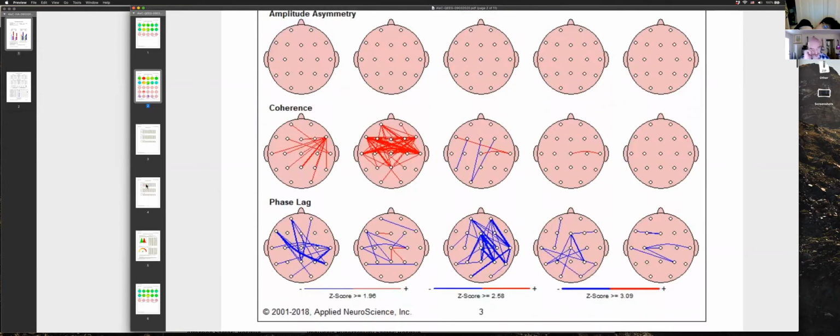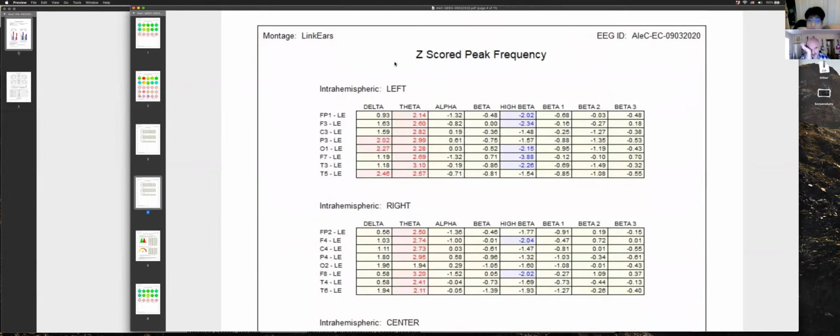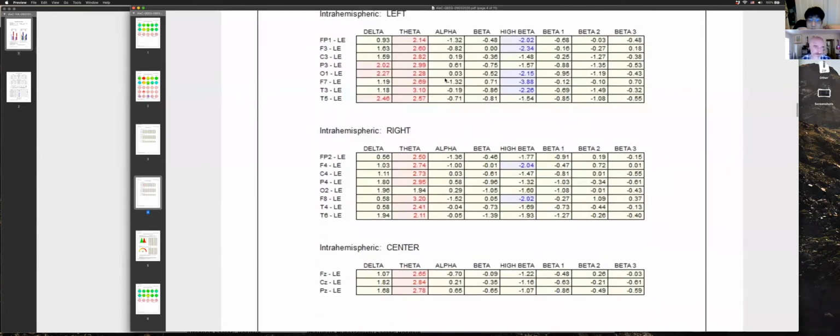So now I'm going to switch to a page which doesn't have any pictures. It's all numbers, as you see. Okay. And this is the average of the average frequency. It's how fast your brain waves are. Okay. Alpha is how fast you think. Your alpha is running fast and slow.